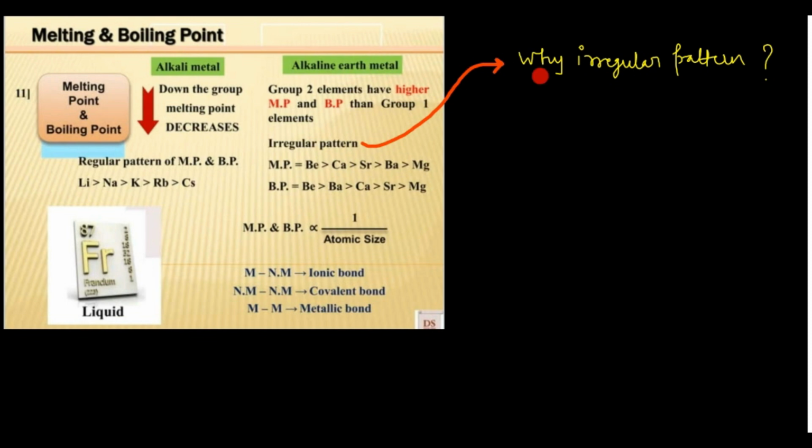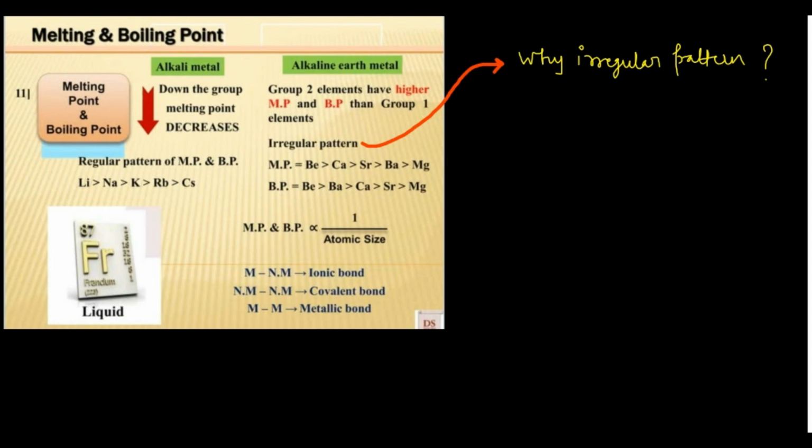However, the pattern is very, very irregular. These metals cannot actually follow the regular pattern of melting and boiling points. So why is this irregular pattern there? As I have seen in case of the alkali metals, this is quite fine actually. See, lithium has this melting point, and then sodium, then potassium, rubidium, and cesium. Okay, so this is according to the size.